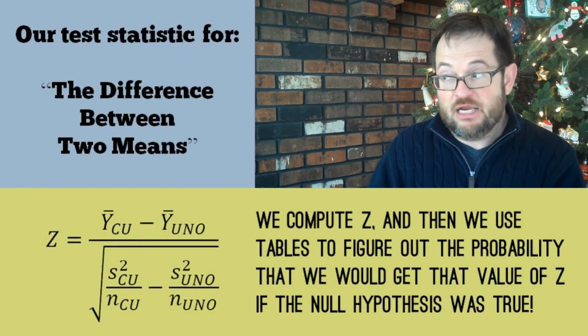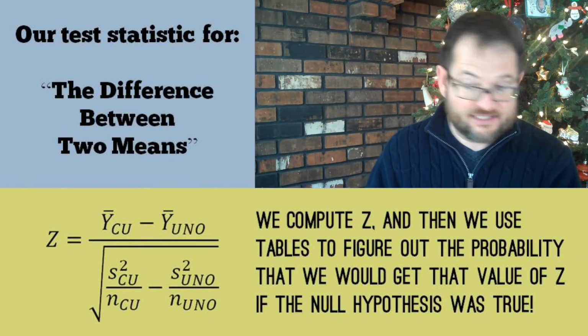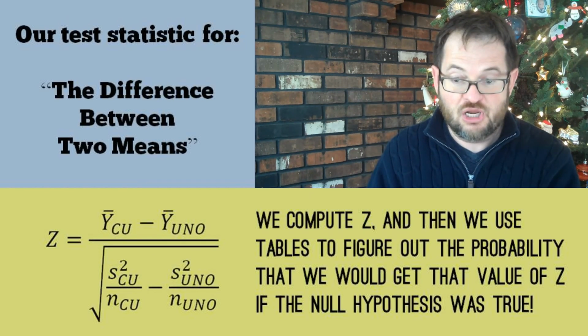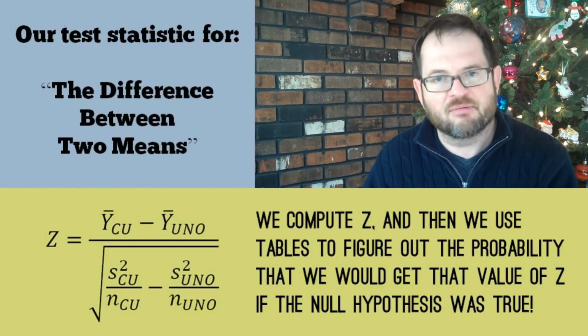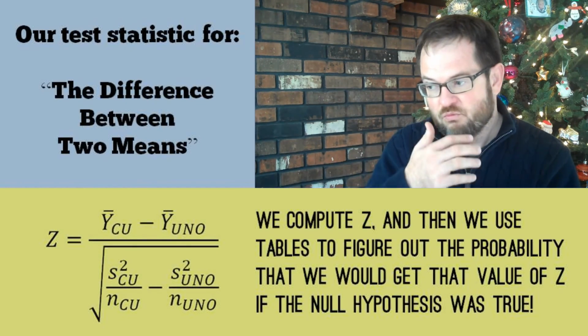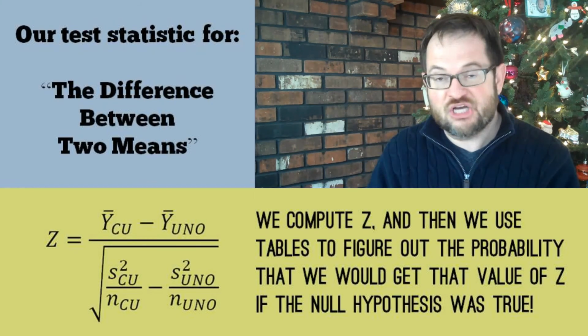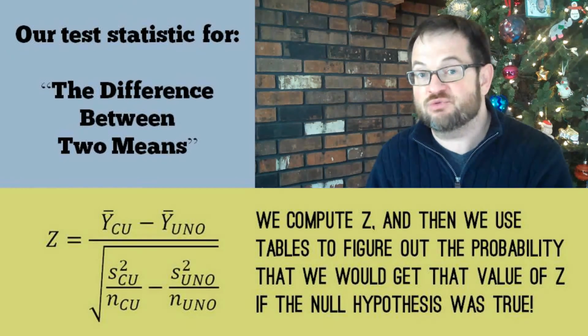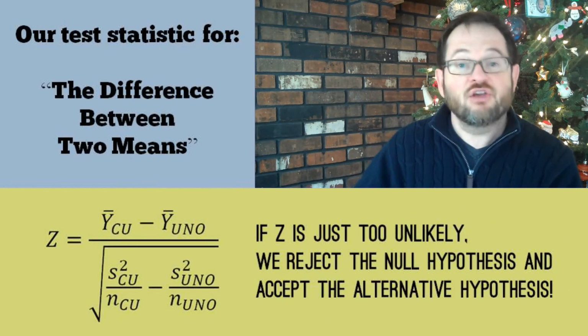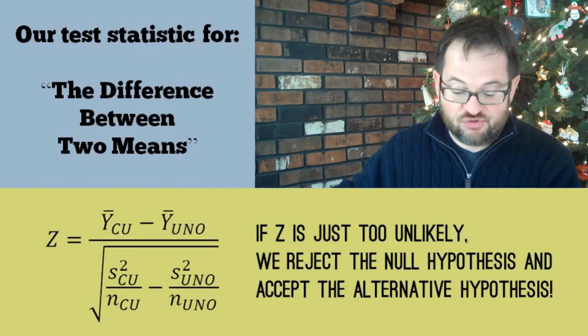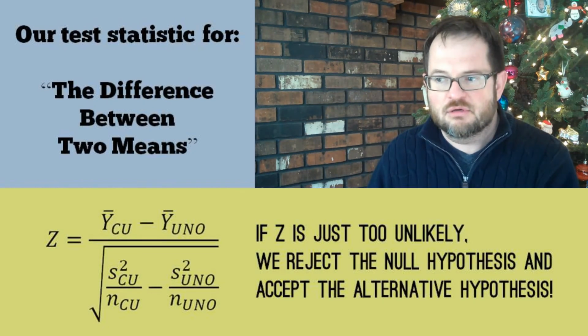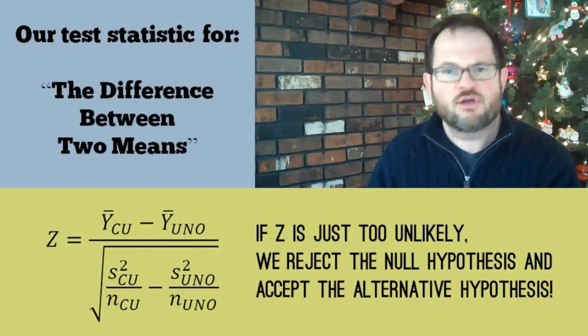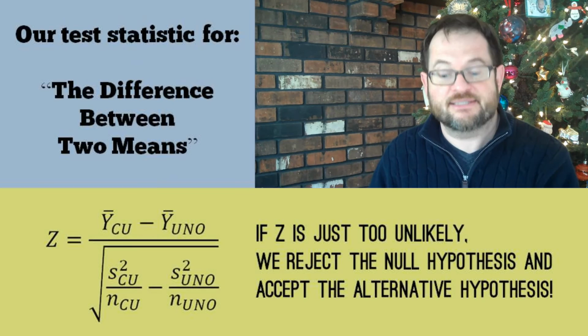If we get a fairly normal-looking value of Z, like it's fairly near the hump of the distribution, has a moderately high probability of having happened, we can't reject our null hypothesis. The data are consistent with what would have happened if the null hypothesis were true. But if the value of the Z that we get is way out in the tail of the distribution and just too unlikely, our data aren't really consistent with what the null hypothesis is telling us.